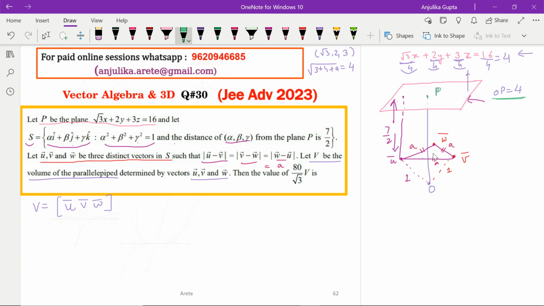First of all, do you think that the origin is just below the centroid of the triangle? Because you see, the distance of all the vertices is the same: 1, 1 and 1. So the origin is lying just below the centroid. Now that's my whole question: I need to know what is my OG. If I get my OG, I can use that distance thing. What is the distance of this plane from the origin?